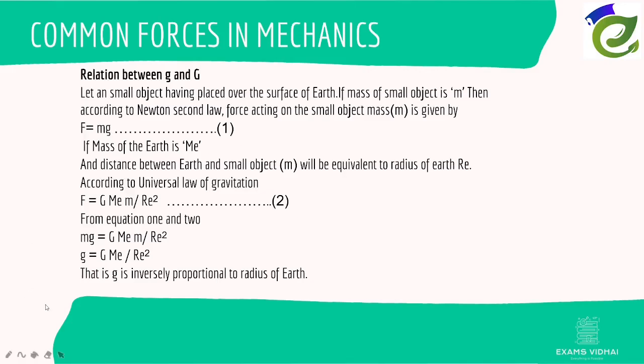According to the universal law of gravitation, we found in the previous slide that F is equal to G into Me into m over r square, where Me is the source and m is the test mass, and r is the distance between the two bodies. From equation 1 and 2, comparing them, the small m gets cancelled out and we find the value of g. Here we may notice that g is inversely proportional to the square of the radius of the earth. Therefore, we may conclude that the more inside the earth you go, the greater the value of g.